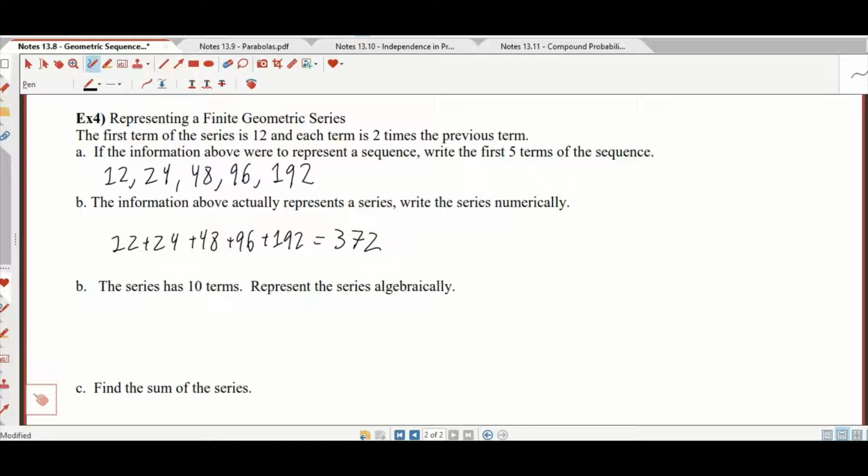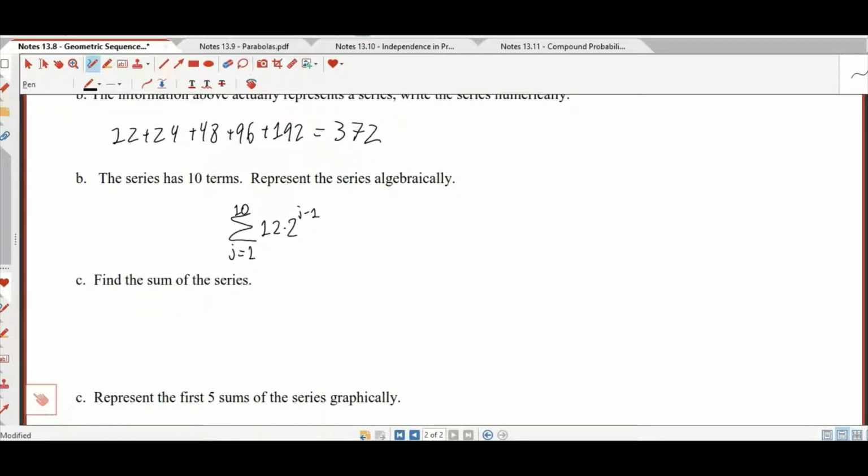372. The series has 10 terms. Represented algebraically, well, that would be... Oh, they want us to use a different number one? Okay, so j equals 1 up to 10. The first term is 12. The common ratio is 2, and that's going to be to the j minus 1. Find the sum of the series.